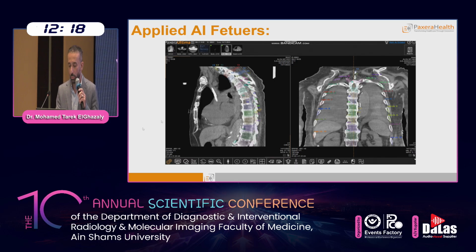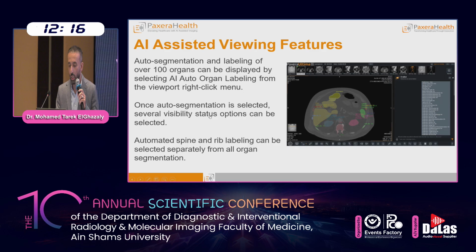Second part, how we get the organs and get the whole radiomics for this organ. Let's take an example in our Paxera Ultima AI. This is our PACS in Paxera. So I can activate the auto organ labeling. Auto organ labeling, as we see here, all the organs take a color code.